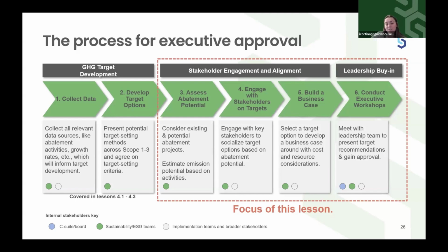That's a high-level strategy of how you can work internally to work to get your targets approved at that executive level.